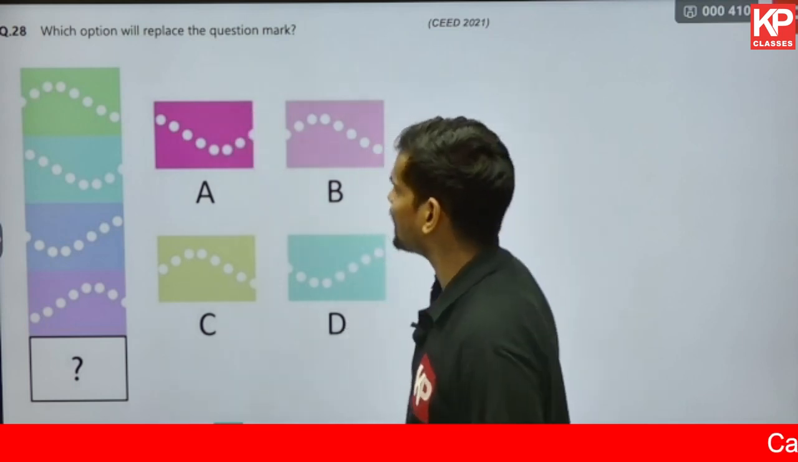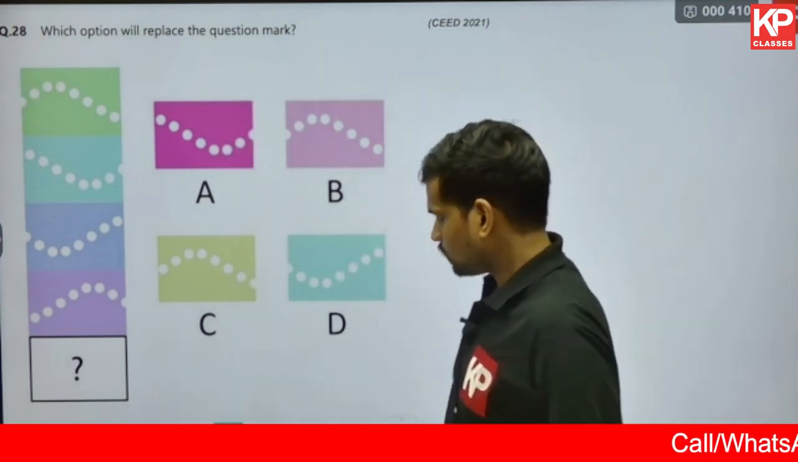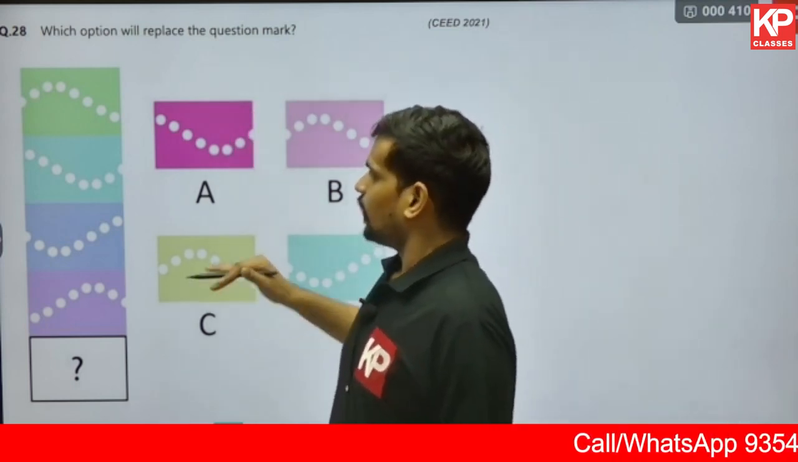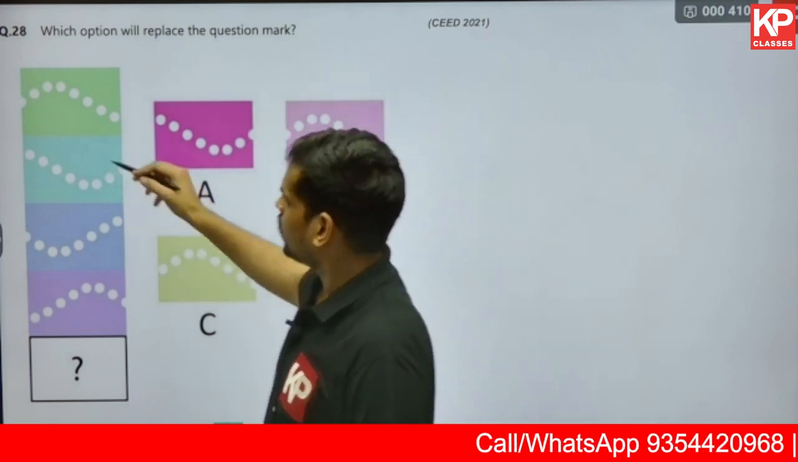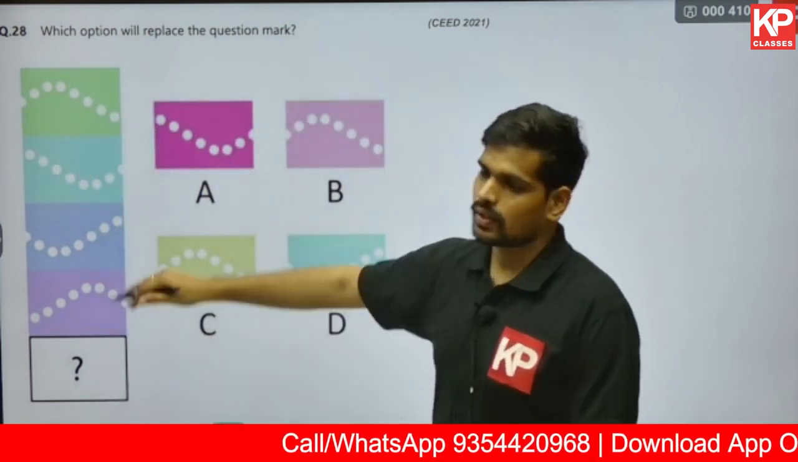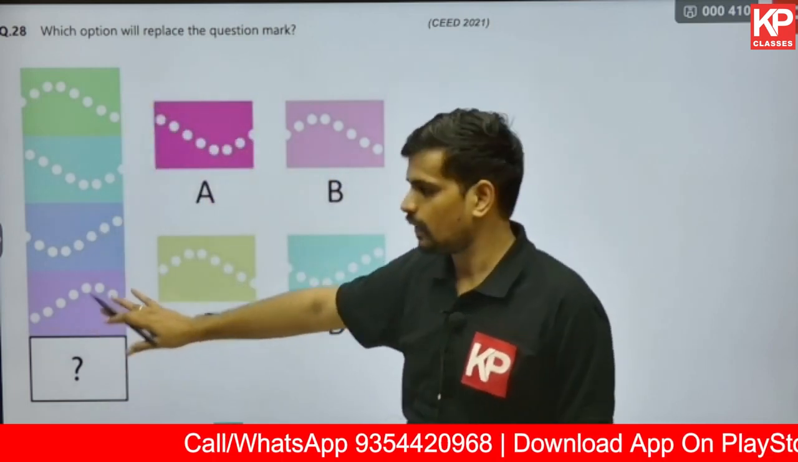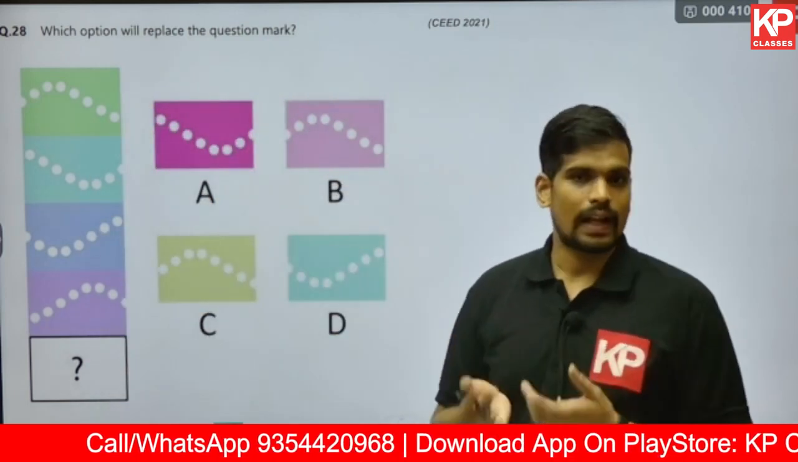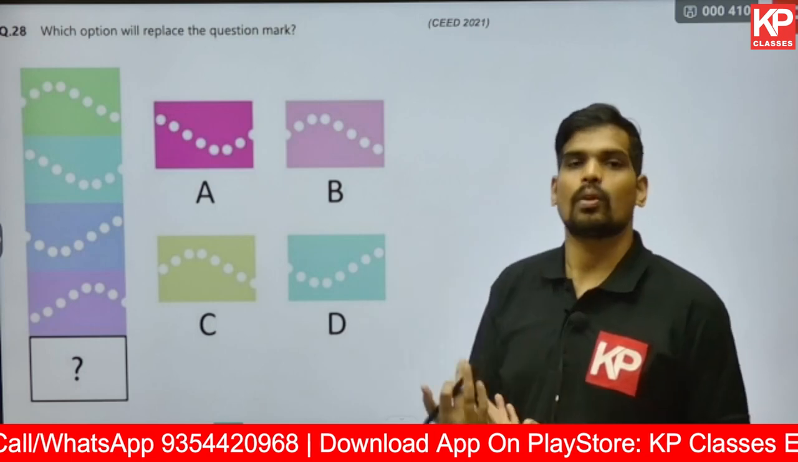So what will replace the question mark? That's the question over here. So again, look for what is common. I have observed you can count the number of circles. If you count the number of circles, you have the same number of circles in all these question figures, and all the answer figures also have the same number of circles. If not, you can probably eliminate.